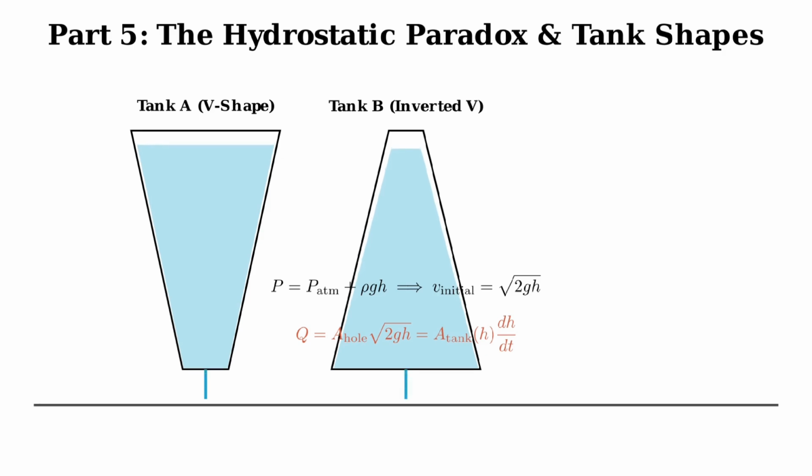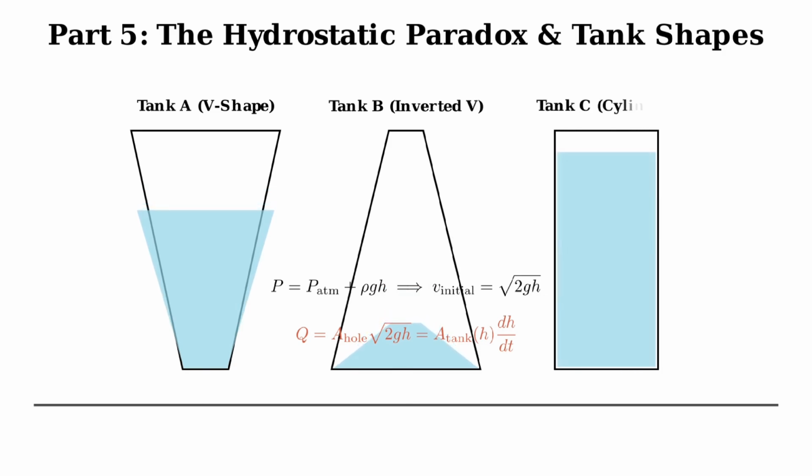Let's watch both tanks drain side by side. In tank B, the inverted V, the cross-sectional area at the top is very small, so its water level drops extremely rapidly at first. In tank A, the top-heavy V, the huge surface area near the top causes its water level to barely drop initially. As time progresses, tank B's water head collapses faster, reducing its exit velocity earlier than tank A. Consequently, their drainage histories and emptying times are different.